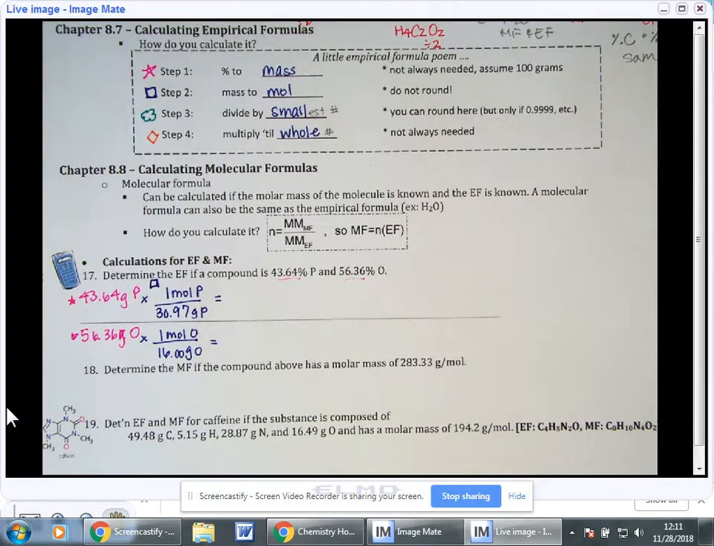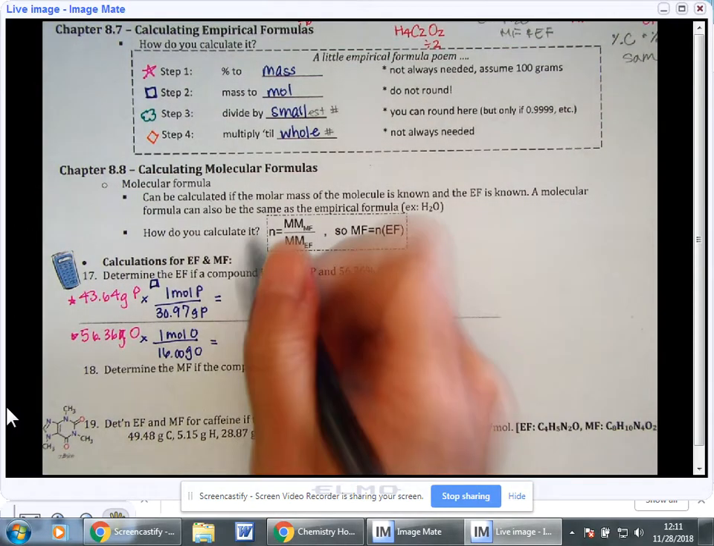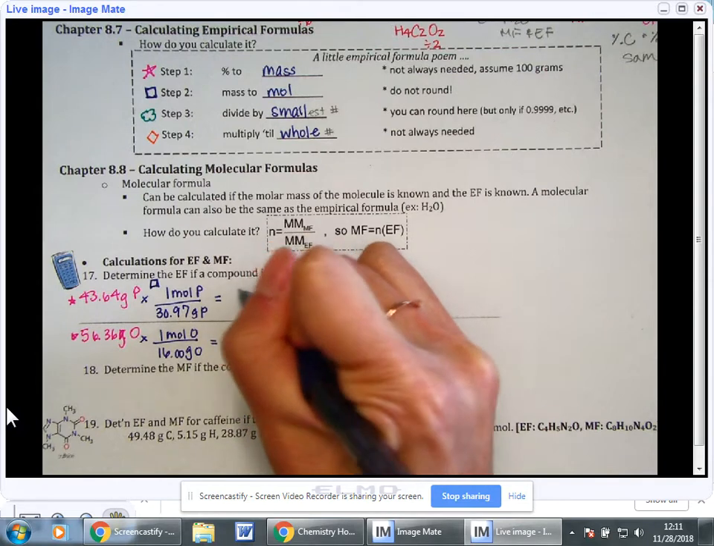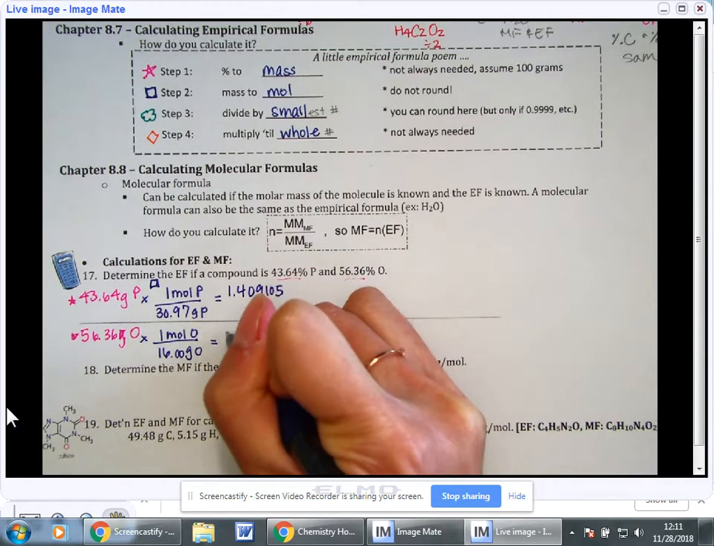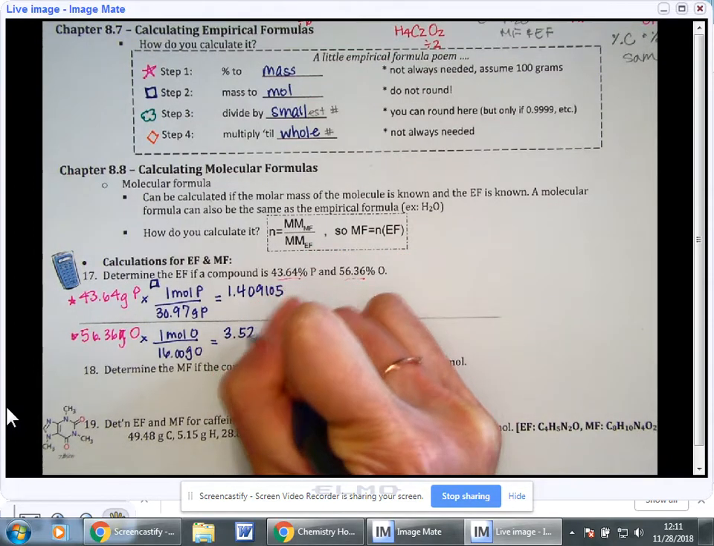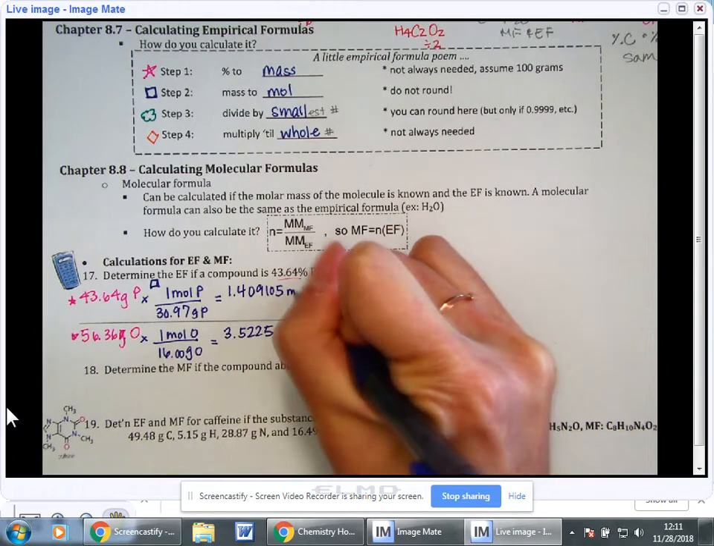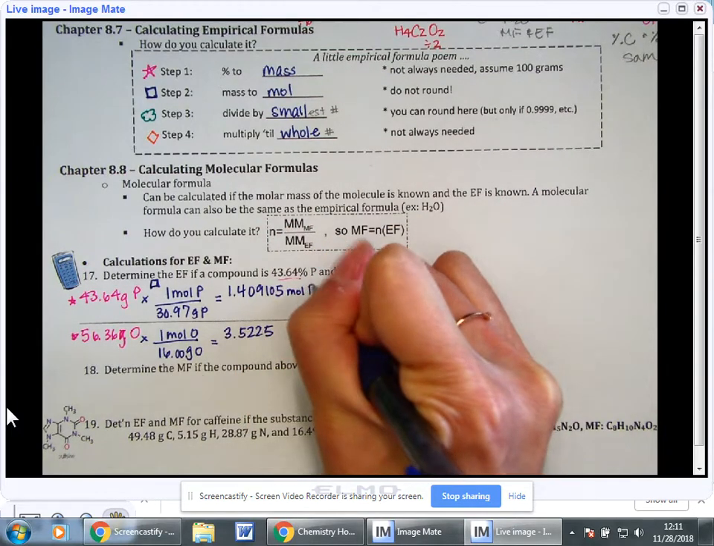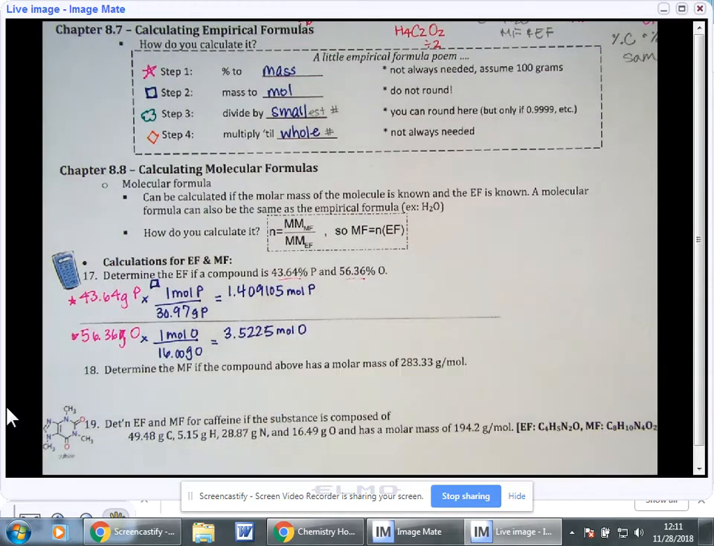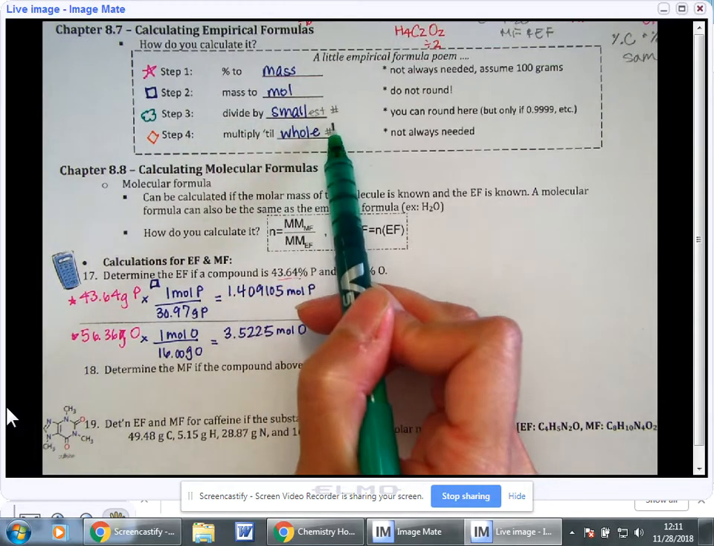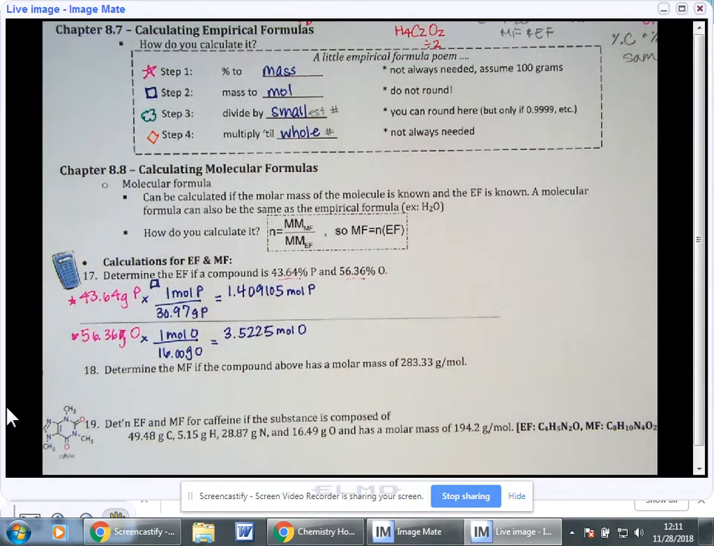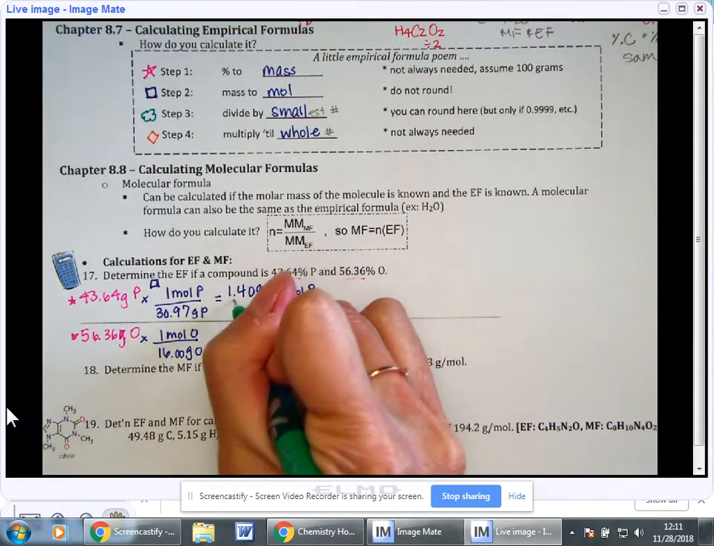I will punch this in my calculator, and here it says don't round yet. So I'm going to leave as many digits as I can. I get 1.409105. For the oxygen one, I get 3.5225. And all these numbers are the mole ratios. So this is this many moles of phosphorus to this many moles of oxygen. But these ratios aren't in a whole number ratio, so we're going to try to get to that point by completing step three. Step three says divide all the moles by the smallest number. If I look between 1.4 versus 3.5, 1.4 is the smallest number. So I'm going to divide.